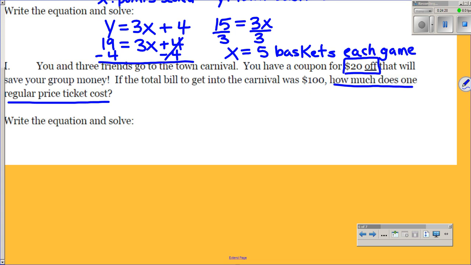So we're going to let X represent the regular ticket cost. I'm just going to put regular ticket, and then I'll put a $ sign for cost. And Y is going to represent the total bill.